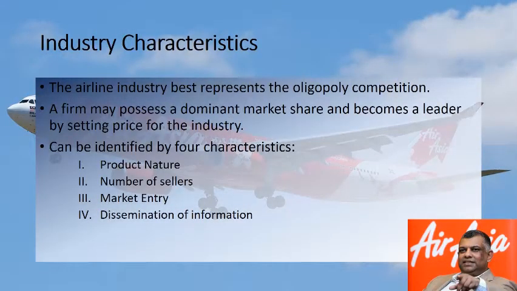Next is the industry characteristics. The airline industry best represents oligopoly competition. In this market, a firm may possess a dominant market share and become a leader by setting price for the industry. The industry characteristics can be identified by 4 characteristics, which are product nature, number of sellers, market entry, and dissemination of information.